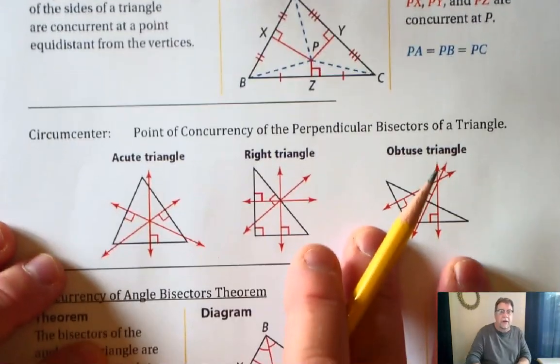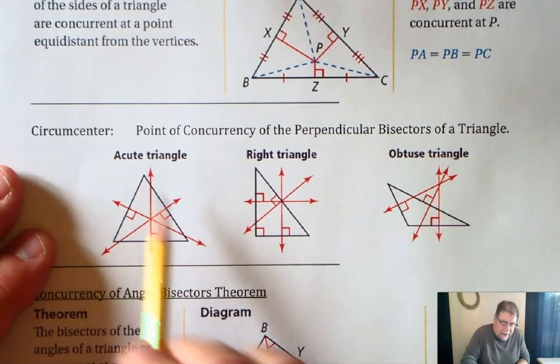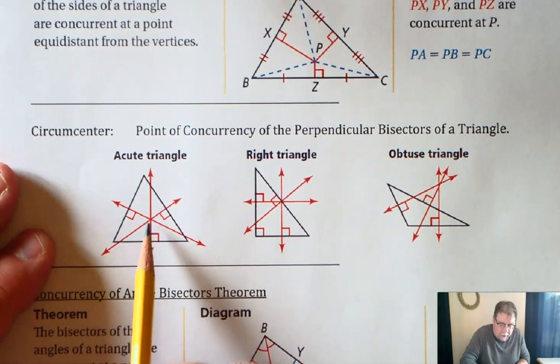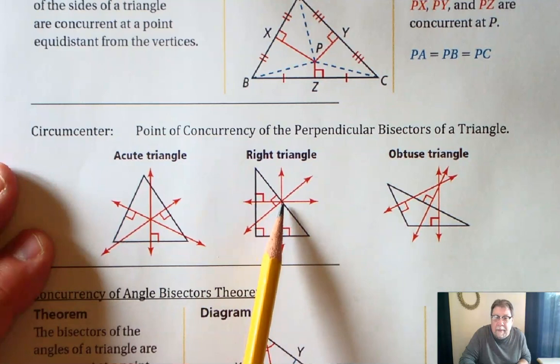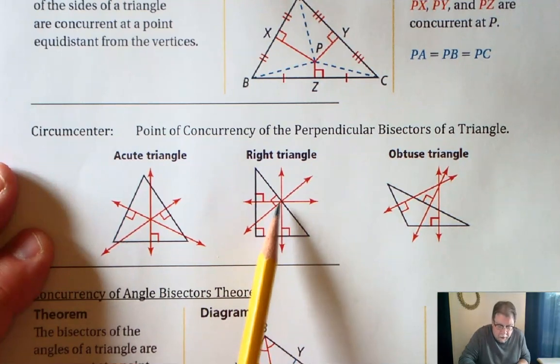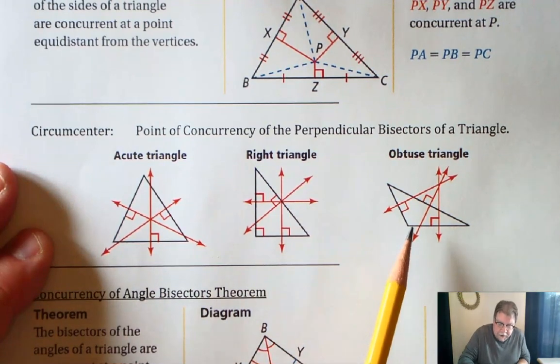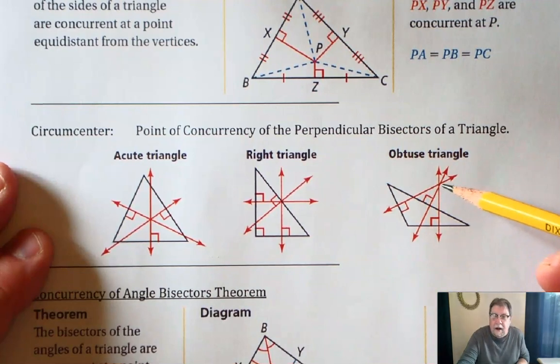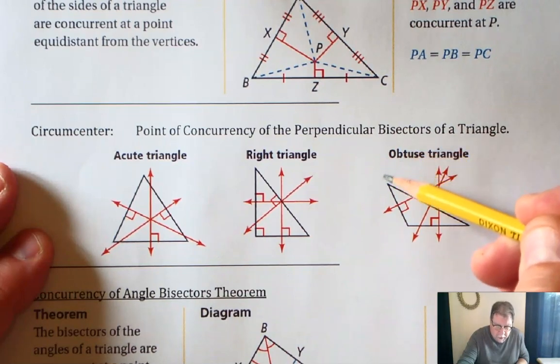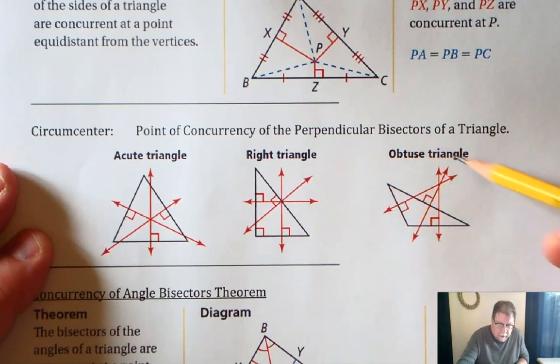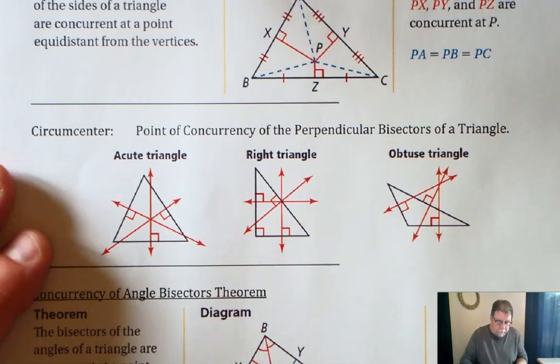One thing that's interesting to note is when you have an acute triangle, that circumcenter is inside the triangle. If you have a right triangle, that circumcenter is actually right on the hypotenuse of the right triangle. And if you have an obtuse triangle, that circumcenter is outside of the triangle. So if you put the center of a circle here, the circle would come way out here, but it still would hit those three points. It would come way out there again.